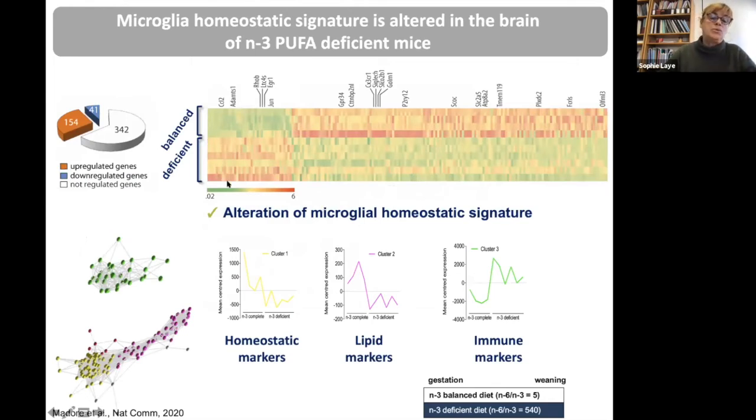So first we described, using this approach in collaboration with Oleg Butovsky, that microglia have changes in their homeostatic signature when they are submitted to a deficient diet. They have a really strong change in the expression of homeostatic markers, but also lipid markers and immune markers. So they are polarized into a different phenotype that seems to be more pro-inflammatory and less homeostatic.